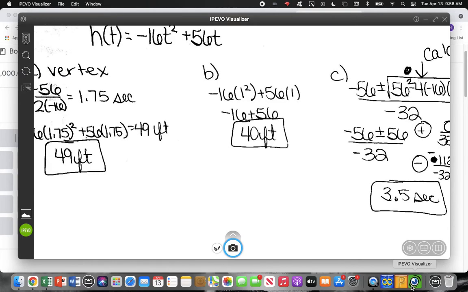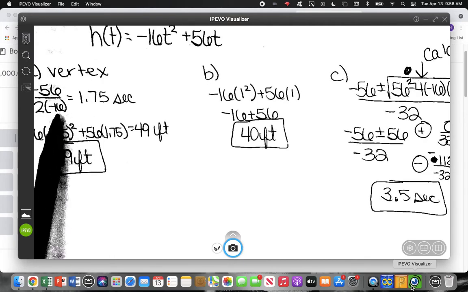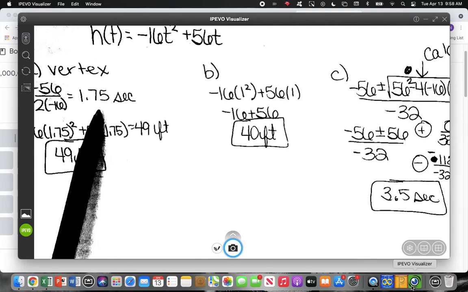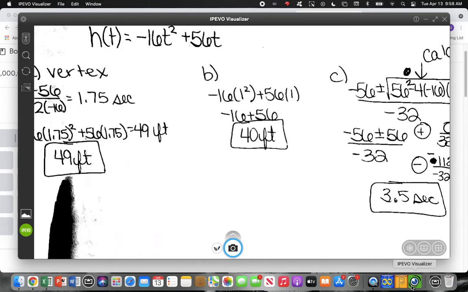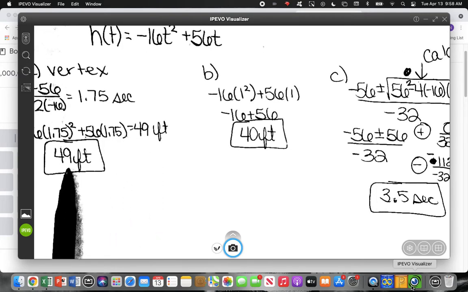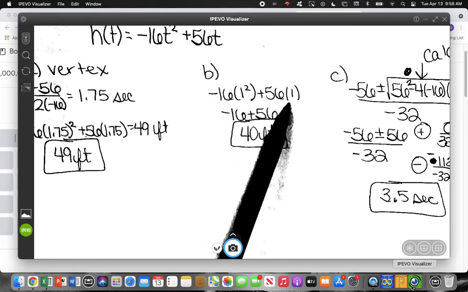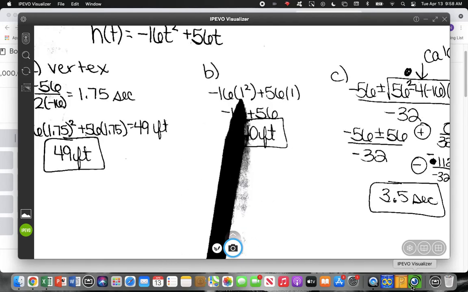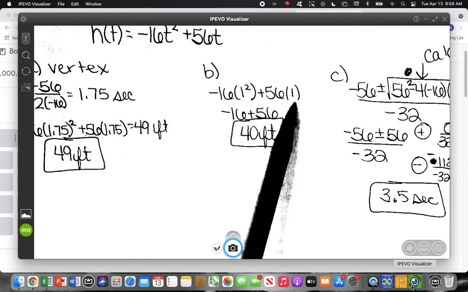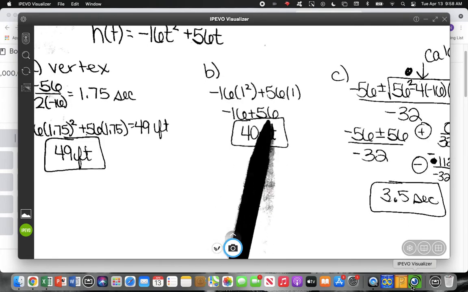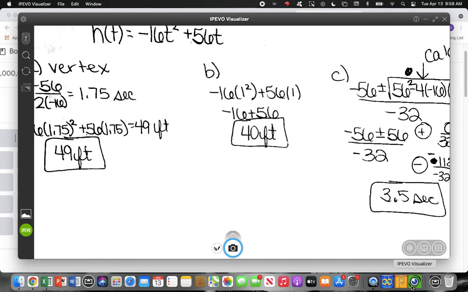All right, so I know time is running short, but I do want to show you guys, if you did the vertex, I didn't round, but if you rounded, you should have something really close to this. When you did negative b over 2a, you should get 1.75 or 1.8. Plug that in, you should have something around a maximum height of 49 feet. Then when you plug in 1 for t, we get 1 squared and then 1 times 56. So negative 16 plus 56 is 40 feet.